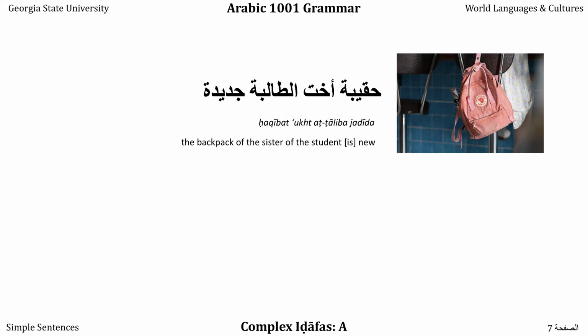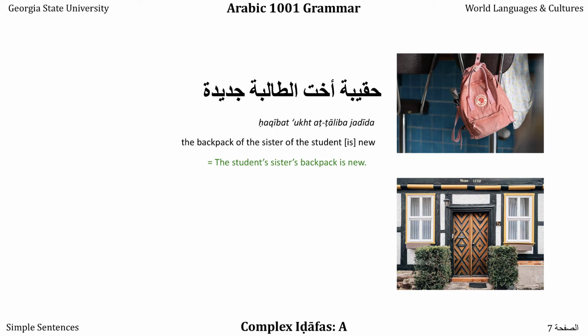So here we have a three-word idafa, the backpack of the sister of the student, then the indefinite adjective is new. So really, three-word idafas work just like two-word idafas. We can simply put the three words in a row. The middle word shares the characteristic of the non-final and the non-first word. It is definite, even though it can't be marked as such, and it's in the majroor case. So we can translate this as the student's sister's backpack is new.